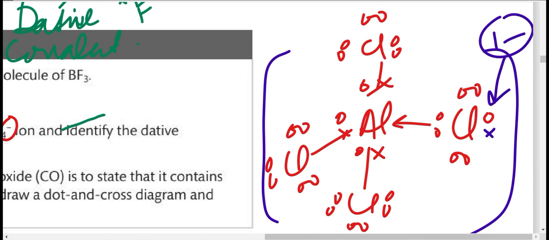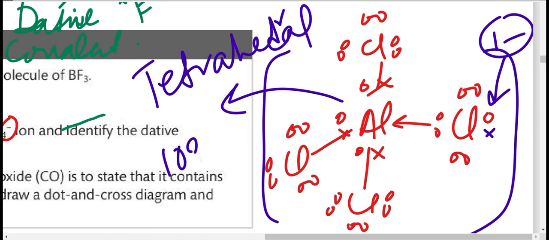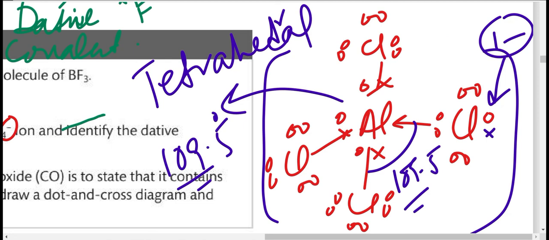Right? The structure is tetrahedral, and the bond angle is 109.5 degrees. Which bond angle? This bond angle, 109.5 degrees. Is this clear, everyone?